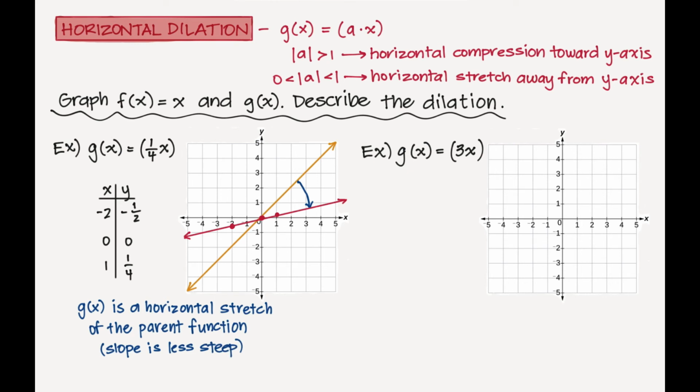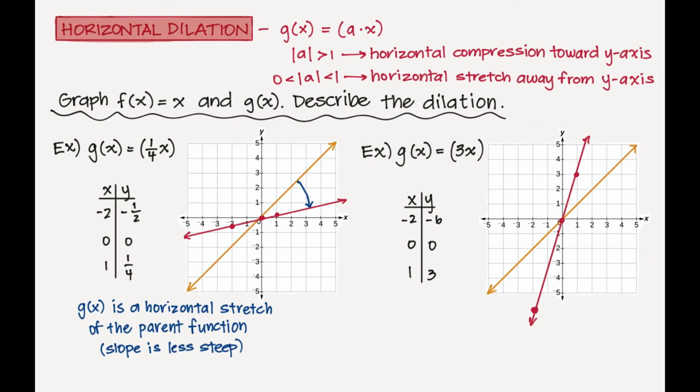All right, my next example, g of x is equal to parentheses 3 times x. So there's my parent function, and to plot my g of x, I'm going to use the same 3 points, -2, 0, and 1. 3 times -2 is -6, 3 times 0 is 0, and 3 times 1 is 3. So I can go ahead and plot all three of those points and connect my line. There we go. That's the best that I can do with this small graph.